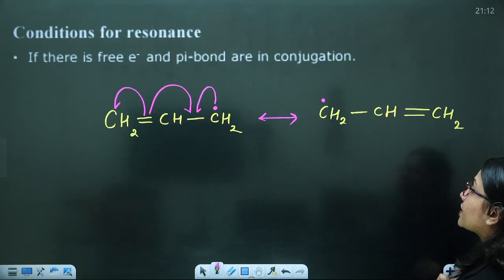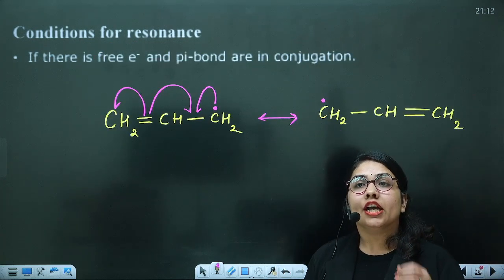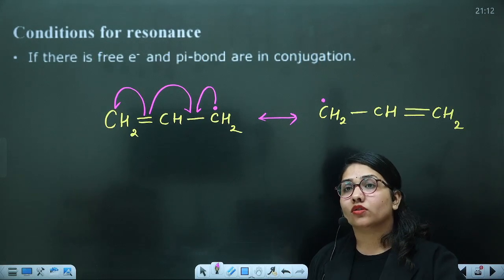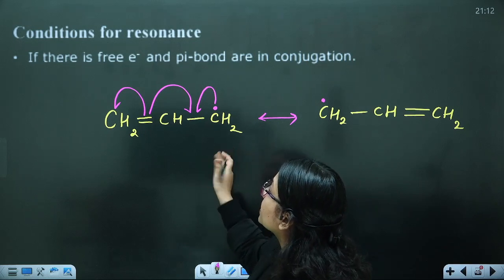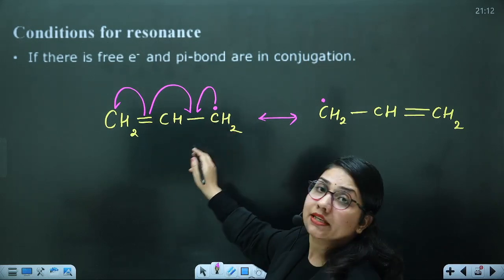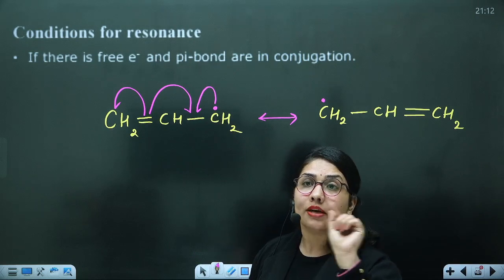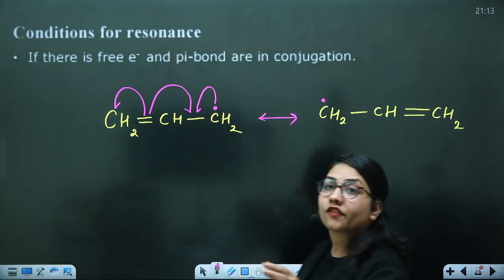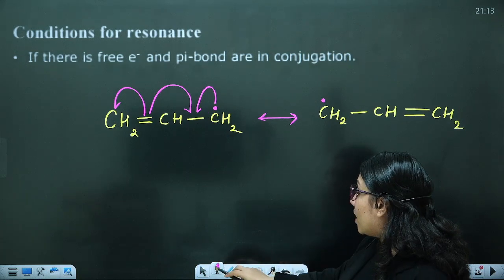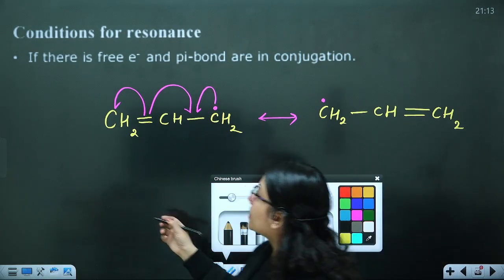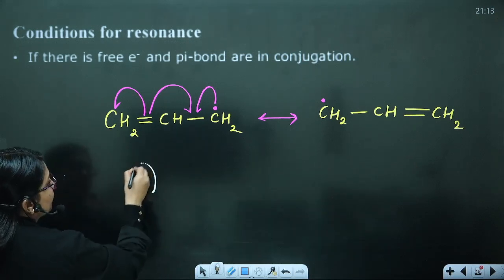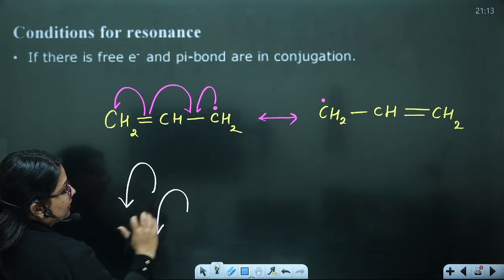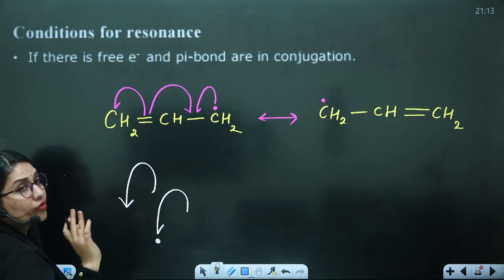Now come to the next condition. The next condition is if there is a free electron, that is a radical, and a pi bond in conjugation. Okay, here also you can see there is a pi bond and there is a radical. Radical means one electron, not a pair of electrons but one electron. Okay, in such a case the shifting is a little bit different. How is it different? You can see from here I have made such an arrow, not this one, only a half arrow. This arrow defines that only one electron is going from one place to the other.